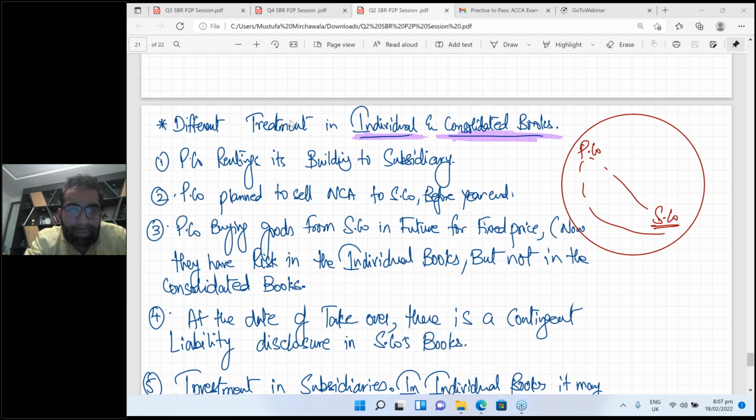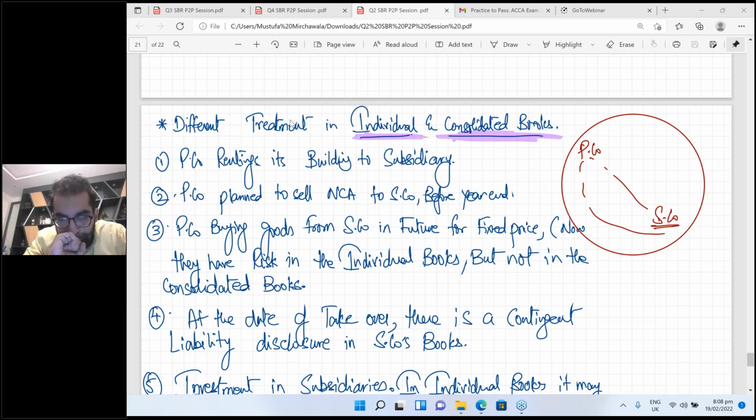Now the third example, one is also fair value adjustment. One thing I can say, at the time of held for sale, sometimes we book impairment. So if the parent company has booked any impairment, this impairment needs to be reversed in the consolidated books. Okay, so these were the two examples.